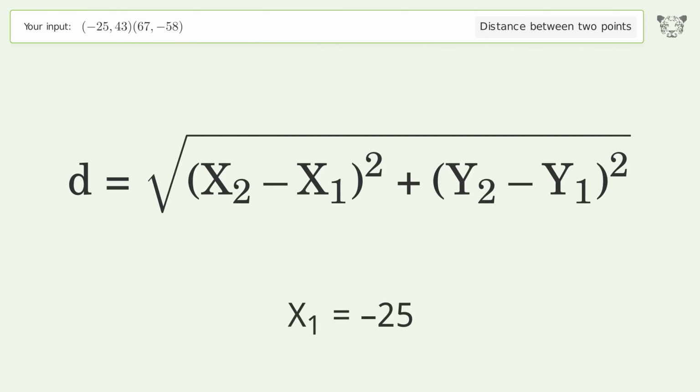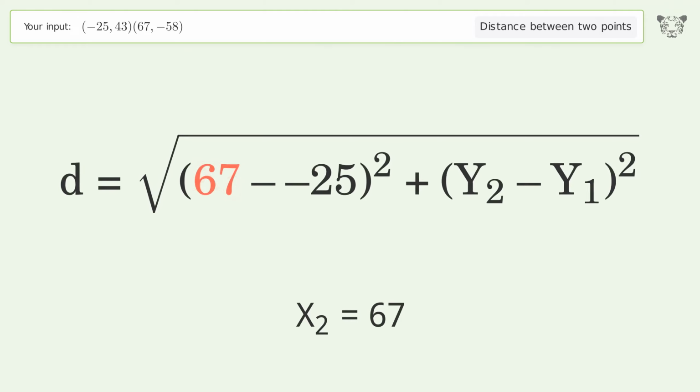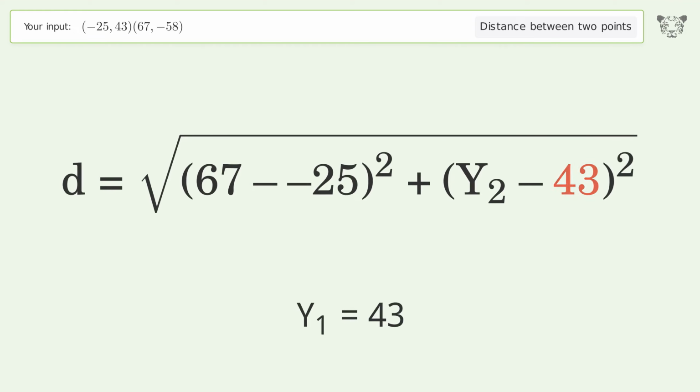x1 equals -25. x2 equals 67. y1 equals 43. y2 equals -58.